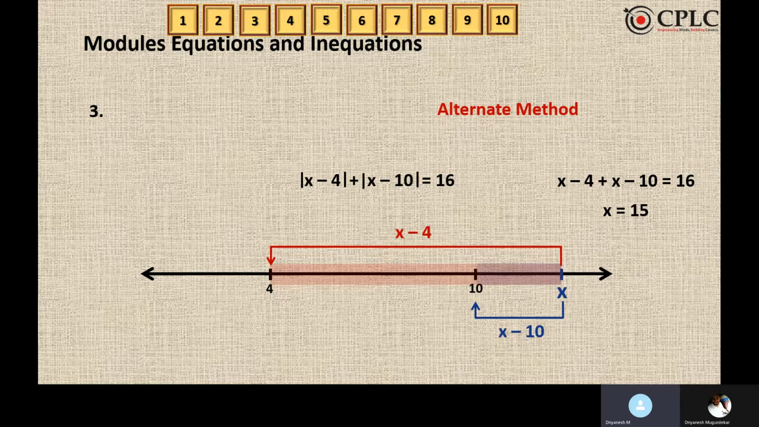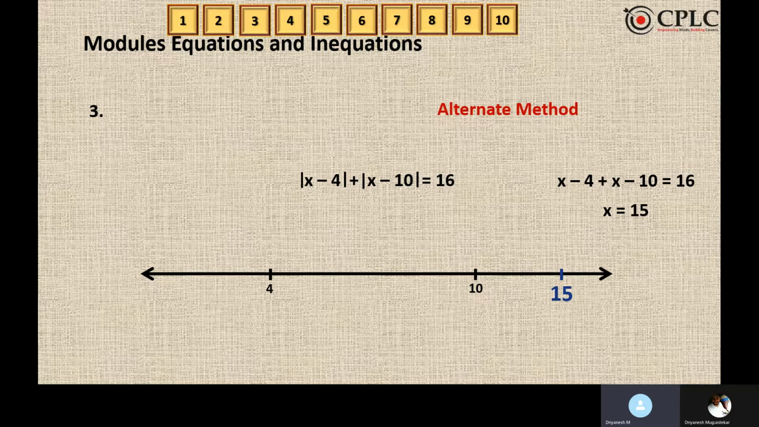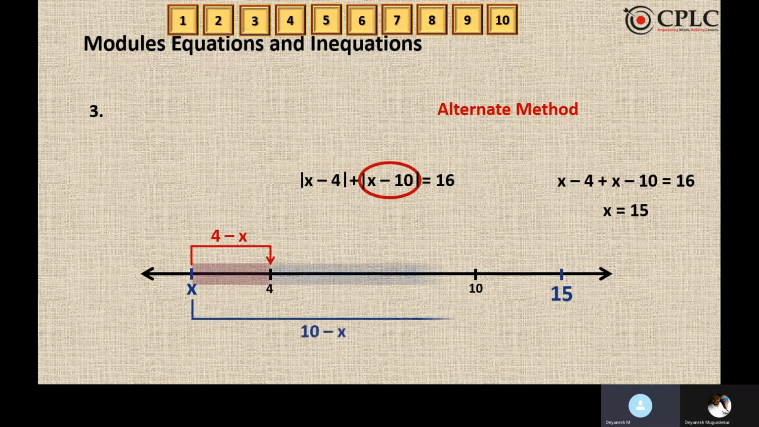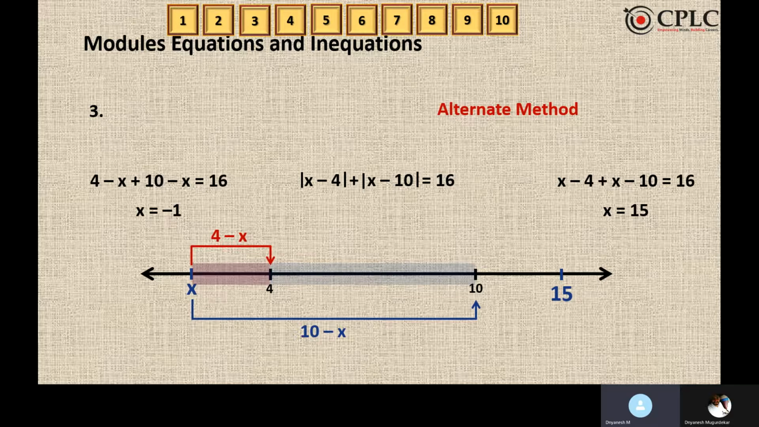So yes, we assumed that x is more than 10 and we are getting 15, and hence it satisfies the assumption. So the first value of x that will satisfy this is 15. After that, the same thing will be repeated when we assume x to be less than 4. Because it is on the left side of both the numbers, both of them will be assumed as negative and they will be coming out after changing the sign from the modulus, as you can see on the left side. Again, when you solve for this equation, you get the value of x as minus 1.